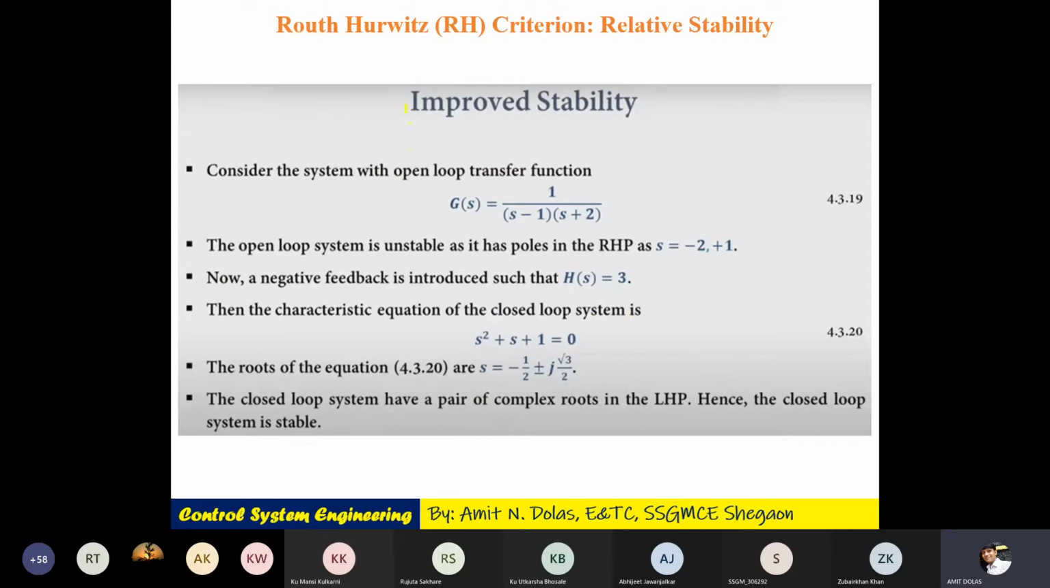So, improved stability. What is the improved stability? We say a certain system is stable, but there might be certain problems with the stability of the system, that we'll see.